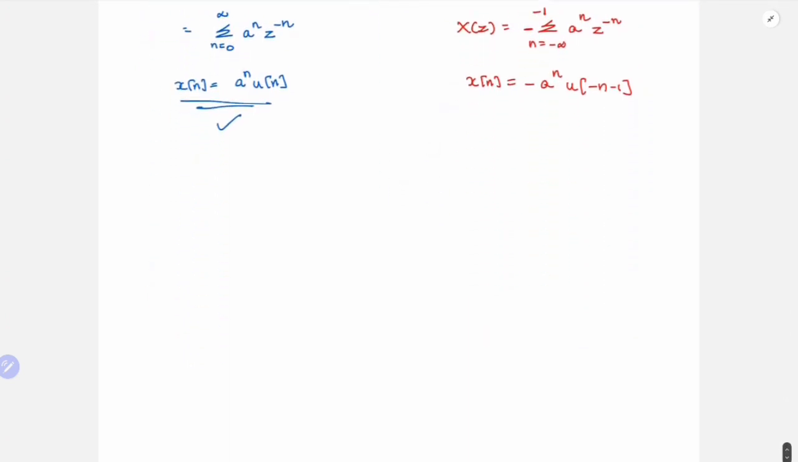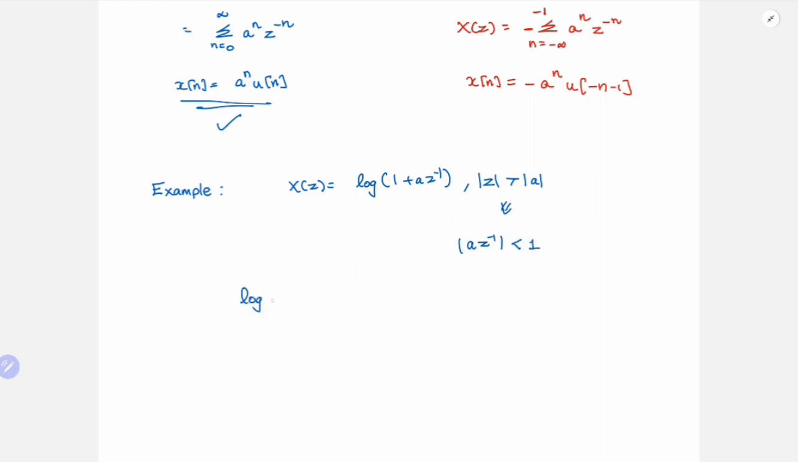So we'll also see some other example where the x of z is not a rational function. So if you have x of z equal to log of 1 plus a z inverse and your ROC is mod z greater than mod a. So this also means that your mod a z inverse is going to be less than 1.